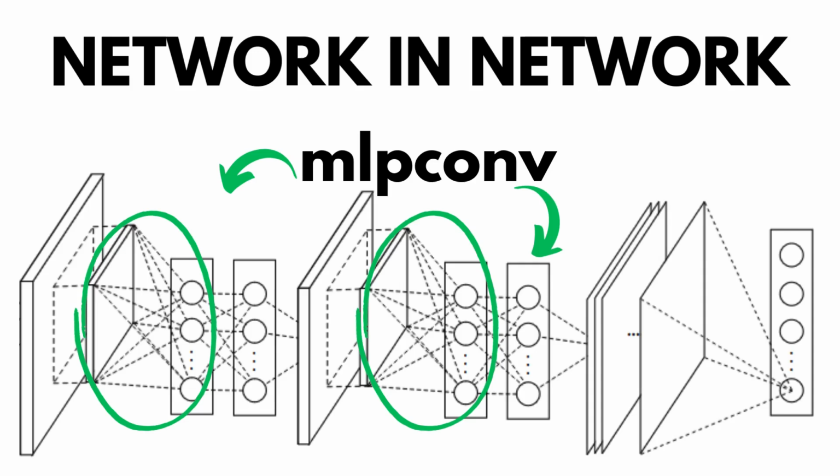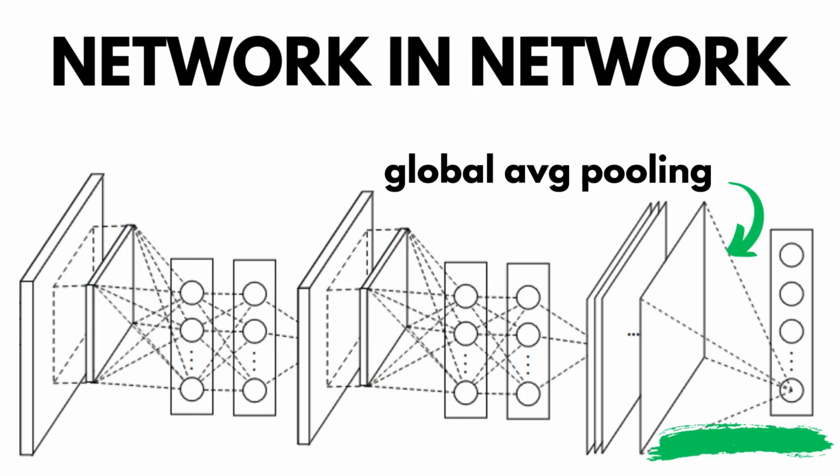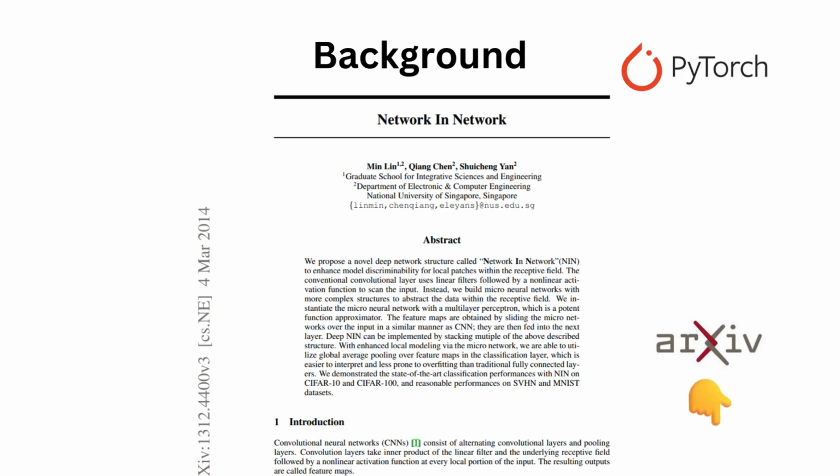They introduced a multi-layer perceptron convolution layer instead of the traditional flat convolution layer. They also replaced the fully connected layers at the end of the network with a global average pooling of the feature map. In today's video, we'll explore the network architecture taken from the paper Network in Network, and see a short PyTorch implementation at the end. All links are in the description.